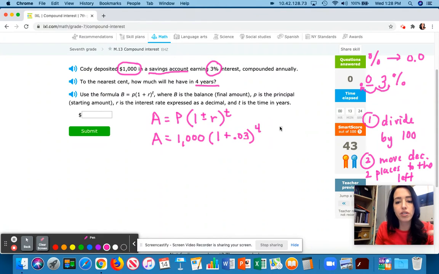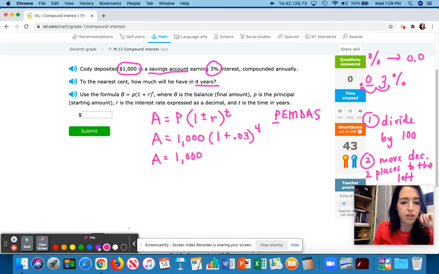Okay. In order to now figure this answer out, I have to use PEMDAS. So we might not have seen this in a while, but we're going to use it today. The P stands for parentheses. So I need to simplify whatever is in the parentheses first. You know what? I'm going to color code this. Okay, so I keep the 1,000. I'm going to simplify what is in the parentheses. So 1 plus 0.03 is just 1.03. And then my exponent is still a 4. And let me just draw an arrow. So the first thing I did was simplify the parentheses.